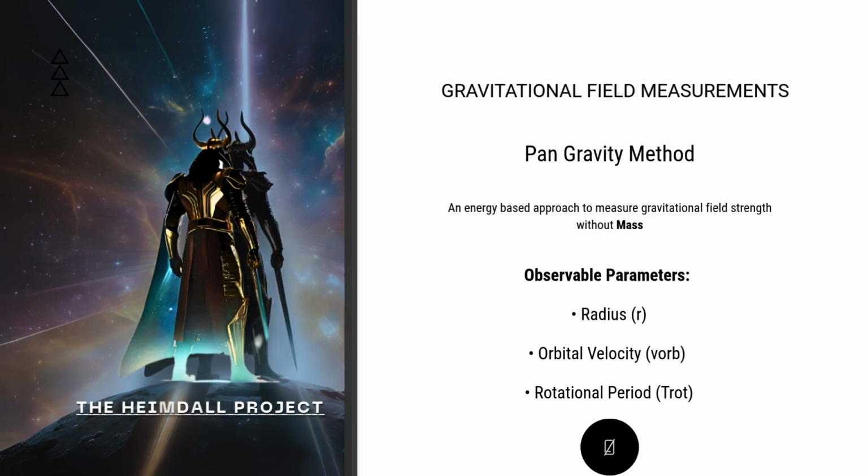I'm going to talk about gravitational field measurements, which is a paper that I wrote, which presents the pan-gravity method. It's an energy-based technique for measuring gravitational field strengths without mass, only using radius, orbital velocity, and rotational velocity. That's pretty much it. It's very quick, very easy, and I want to jump right in.